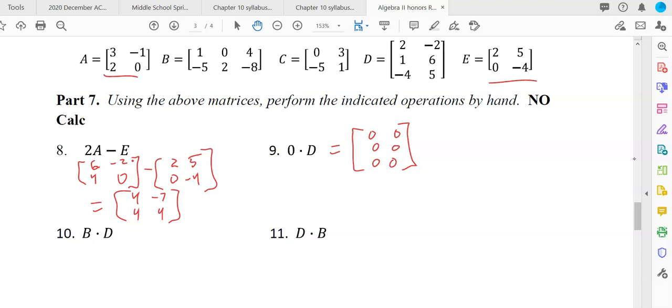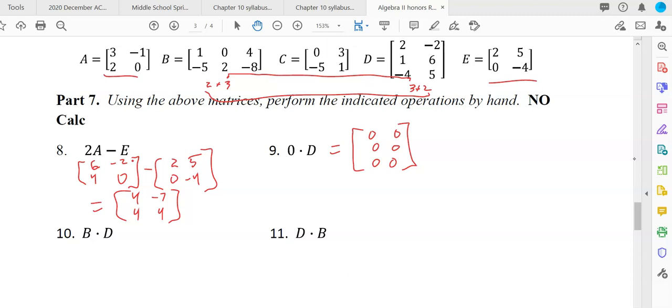Remember, these are matrices. Okay, so this one is going to be B times C. So this is a 2 by 3. This is a 3 by 2. So we multiply a 2 by 3 times a 3 by 2. Yes, because the inner dimensions are 3, you can. The answer is going to be a 2 by 2 matrix.